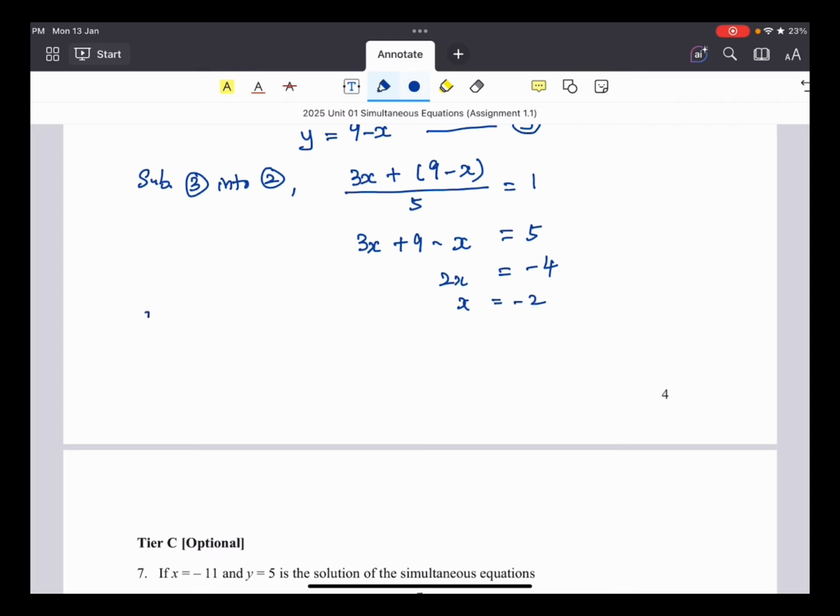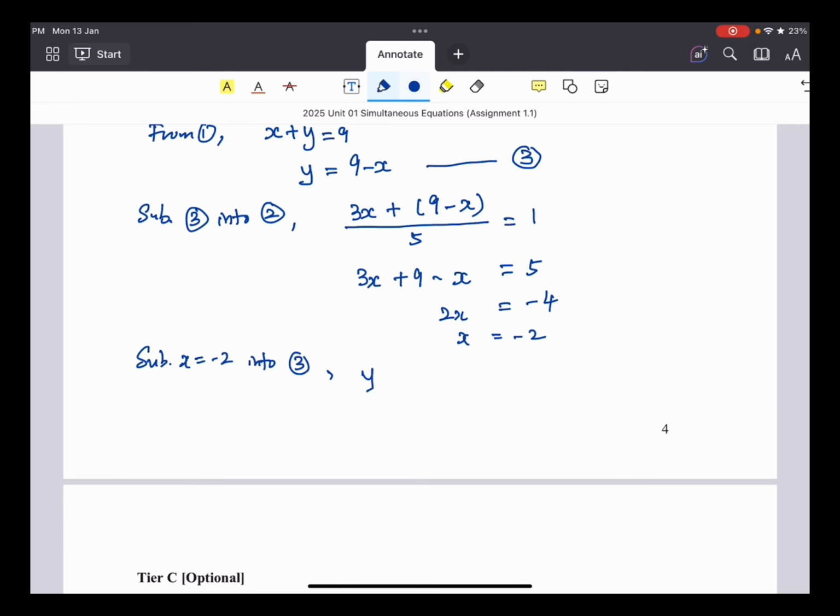So we're going to sub x equals negative 2 into equation 3. Okay, you can see equation 3 is just y equals 9 minus x. So 9 minus negative 2, which gives us 11. That means the solution, x is equal to negative 2, y is equal to 11.